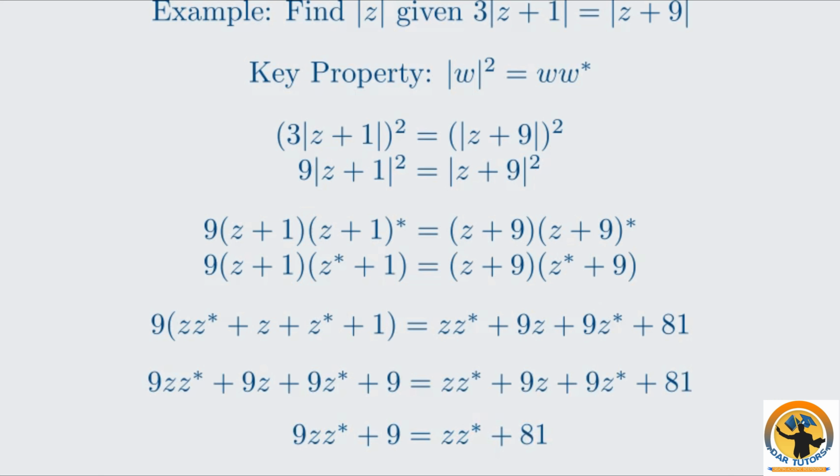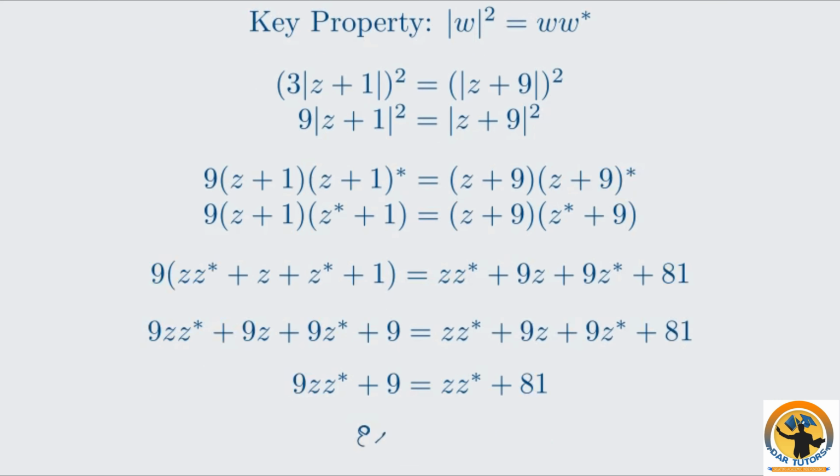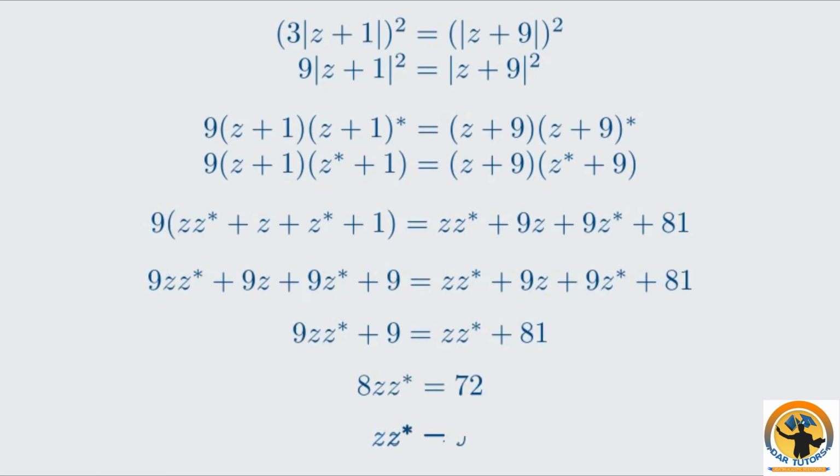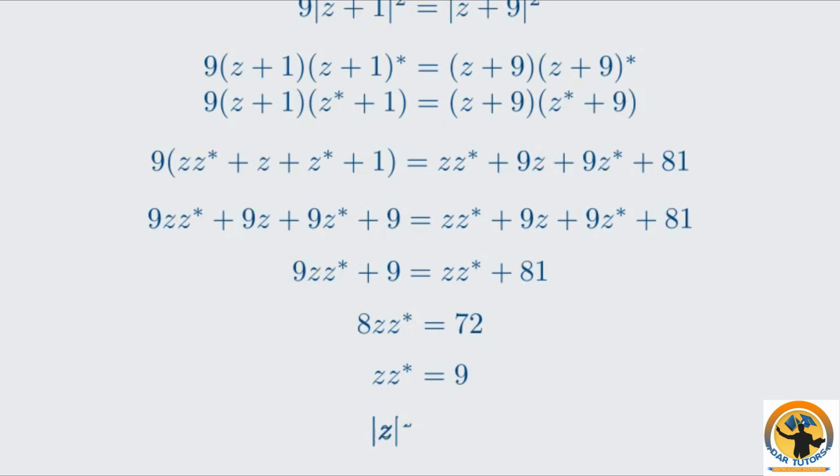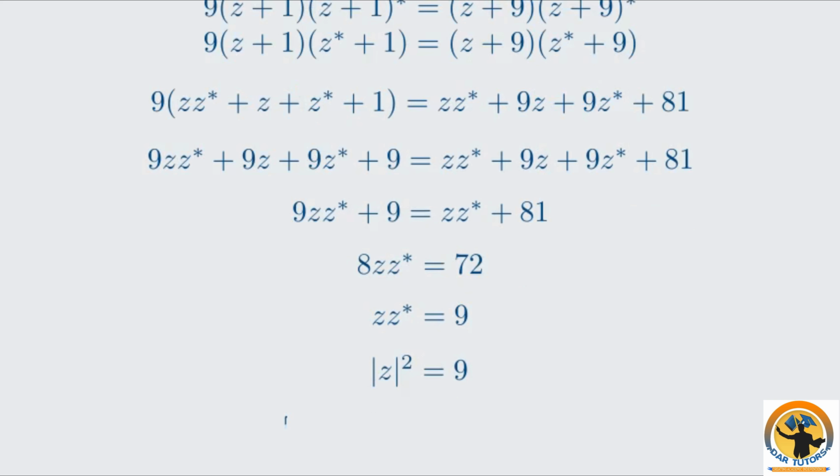Now, we can solve for z z star. Subtracting z z star from both sides gives 8 z z star plus 9 equals 81. Subtracting 9 gives 8 z z star equals 72. Dividing by 8, we find that z z star equals 9. Finally, we use our key property again to find the modulus. Since z z star is equal to the modulus of z squared, we have the modulus of z squared equals 9. Taking the square root, we find that the modulus of z is 3. We take the positive root because a modulus, being a distance, must be non-negative.